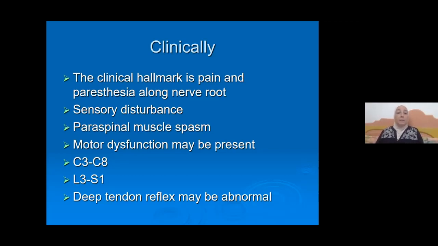Paraspinal muscle spasm is frequently seen. It frequently affects the neck, and it's very characteristic in cases of cervical radiculopathy. Motor dysfunction is also present, but as there is a dermatomal overlap, there's also a myotomal overlap. The muscle has motor supply from more than one nerve root, so I cannot expect the muscle to be completely paralyzed in cases of radiculopathy.